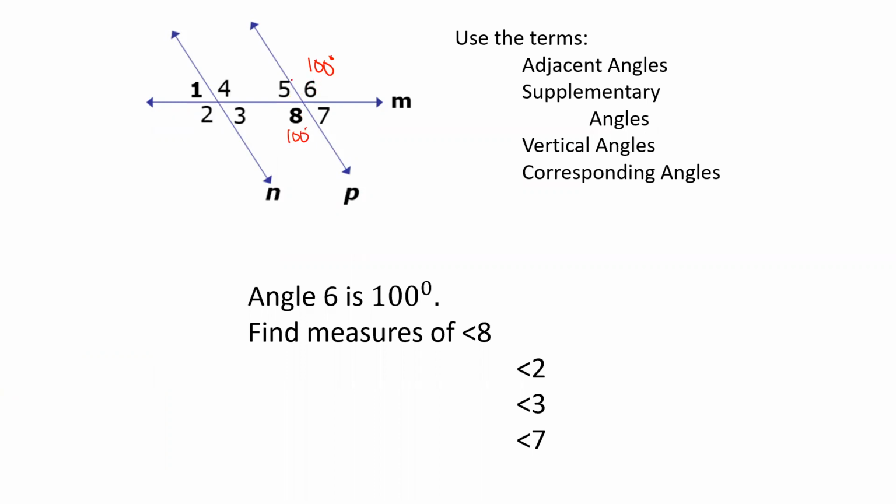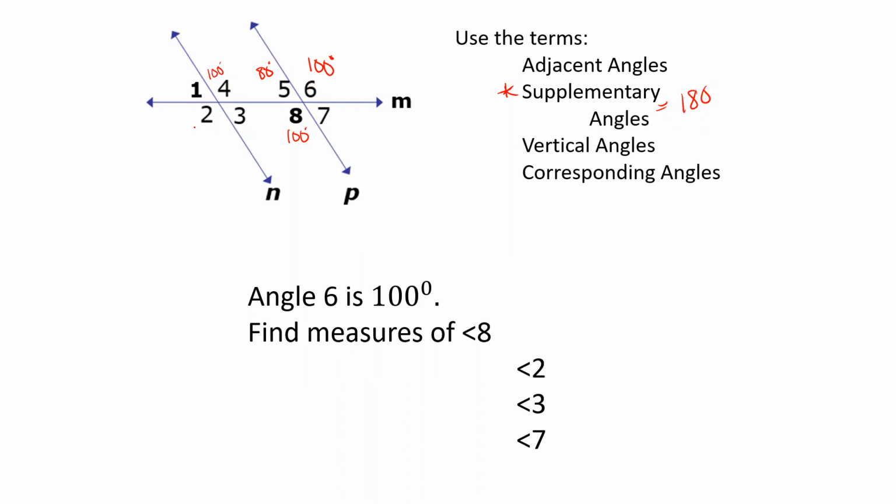We know that 6 and 5 are adjacent angles. They are also supplementary. Supplementary angles equal 180 degrees. So if angle 6 is 100, angle 5 is 80. All right, what about 4 and 6? What are their relationships? They are corresponding angles. Corresponding angles are equal. So that means angle 4 is 100 degrees.